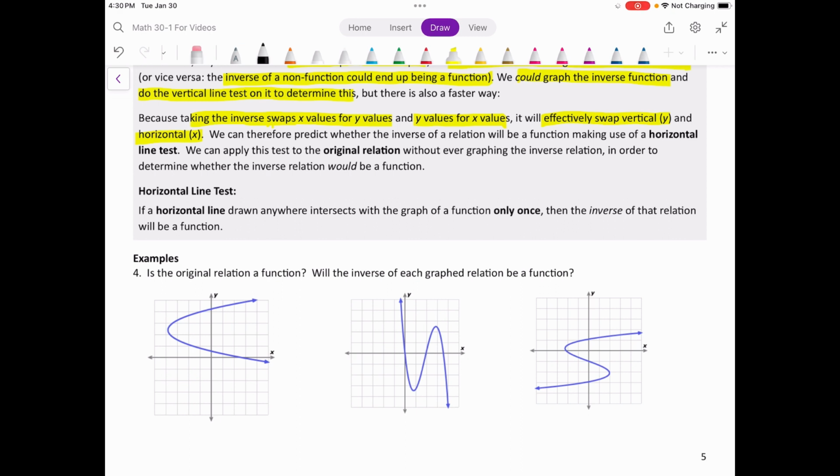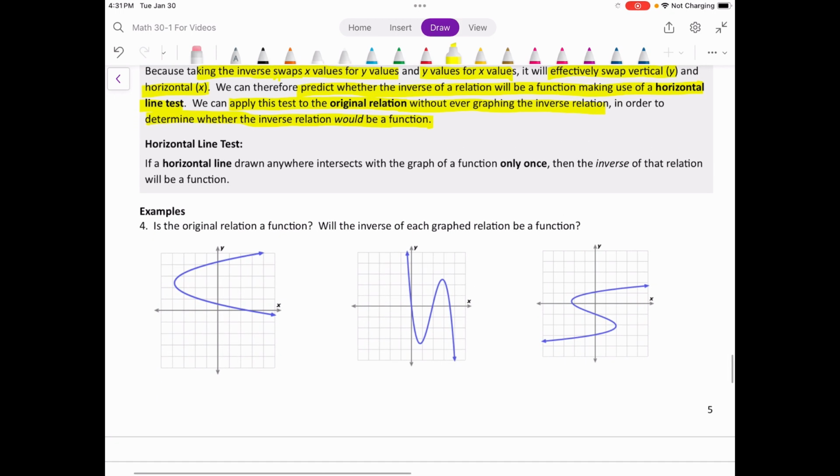So I can cut out the step of actually graphing it by just saying, let me just check these y's and see if I took the inverse, would the inverse pass a vertical line test? So I could do that by cutting out that middle part and just doing a horizontal line test. So we can predict whether the inverse of a relation will be a function making use of a horizontal line test. And that saves us from having to graph it. Don't get me wrong, graphing is fun, of course, but sometimes we're short on time. So we can apply this test to the original relation without ever graphing the inverse relation in order to determine whether the inverse relation would be a function or not.